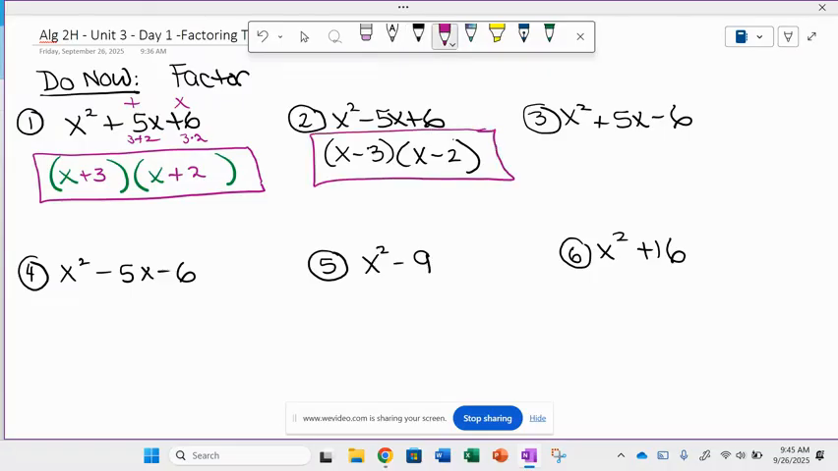Okay, what about number 3? x squared plus 5x minus 6. What's your name? Micah. x plus 6. Perfect. Now we've changed the factors completely. x plus 6 times x minus 1. 6 times a negative 1 is a negative 6. 6 plus a negative 1 is a positive 5.